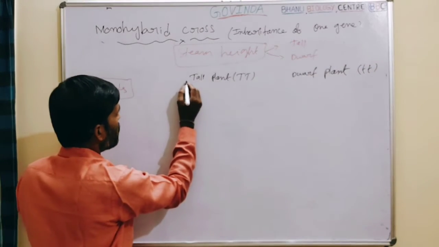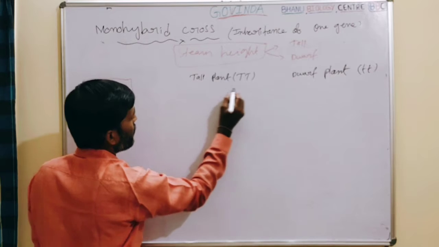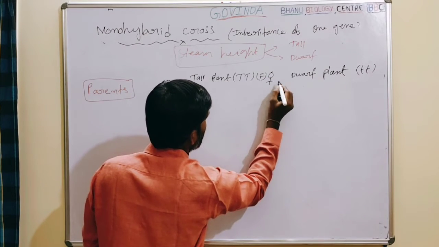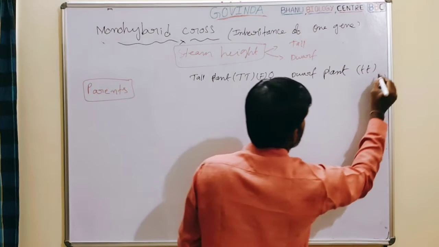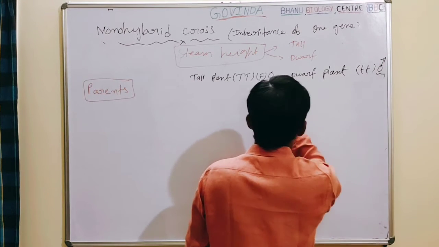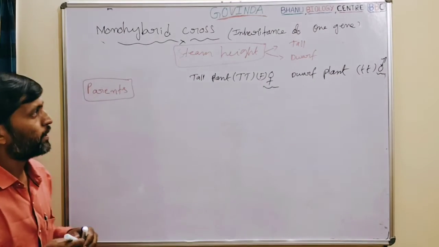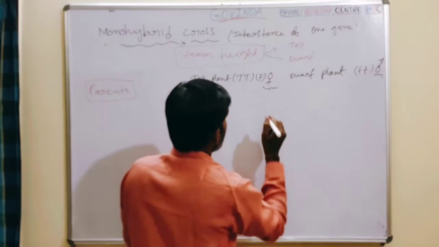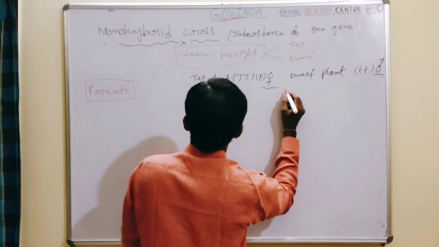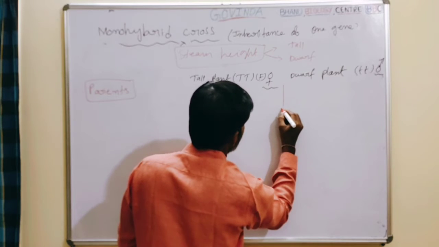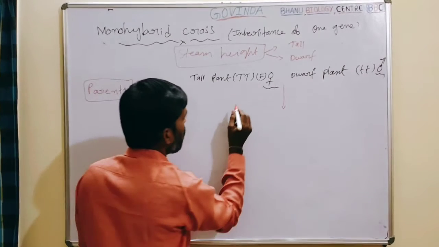So this is the female parent, right? This is the female. We can write it in this way also. This is the male parent. So we use this symbol, right? This is the parent generation. Now we make a cross between these two. Cross.